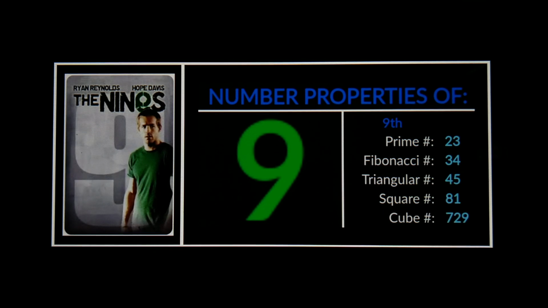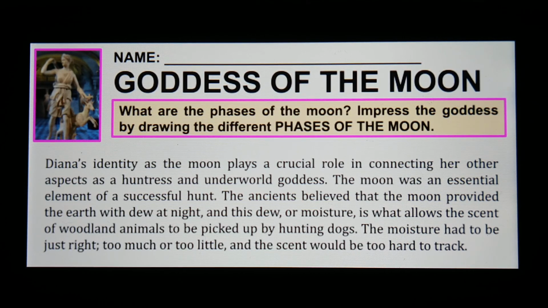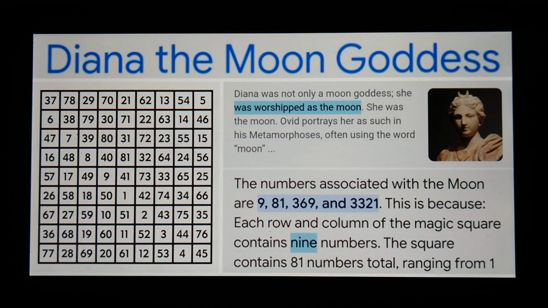And we should talk about a 9x9 magic square, the magic square of the moon. This is a fair connection because her name was Diana, and Diana is a name very much associated with the moon. Roman goddess, connecting with the moon. There were many moon goddesses out there, but Diana was one of them.